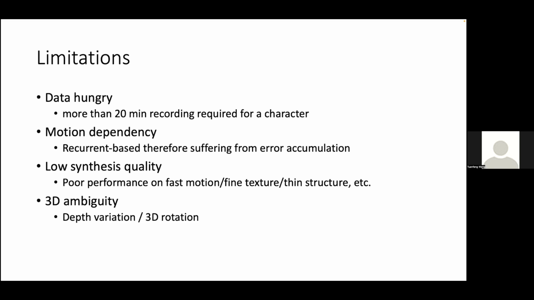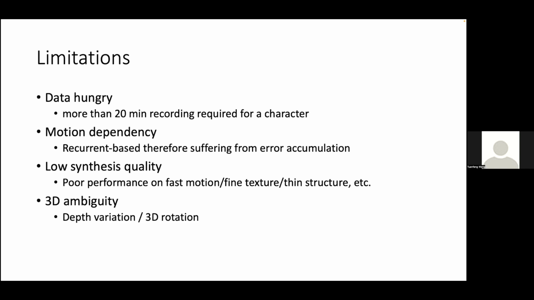Another issue, which is quite obvious, is the low synthesis quality. Most of them have poor performance on fast movement, and also the fine texture, and also the scene structure. Scene structure, I mean, for example, the hand, fingers, or the hair, things like that. And last but not least is the 3D ambiguity. This is an interesting problem because the character is moving in the 3D world, but all we're doing is in the 2D projection space. That means there will be some depth ambiguity, especially when the people are doing some 3D rotations, things like that. So it is very difficult for a 2D based approach to capture and synthesize this type of scenario.